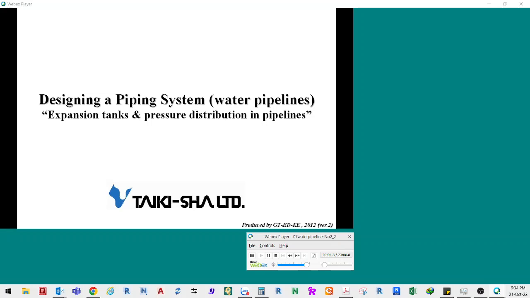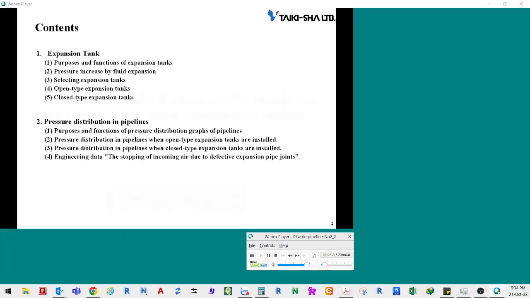Under the theme of designing a piping system, I would like to explain the basics of a piping system. This time I will explain about expansion tanks and pressure distribution in the pipelines, which are essential for closed-type circuits. The contents to be explained are shown on the slide.